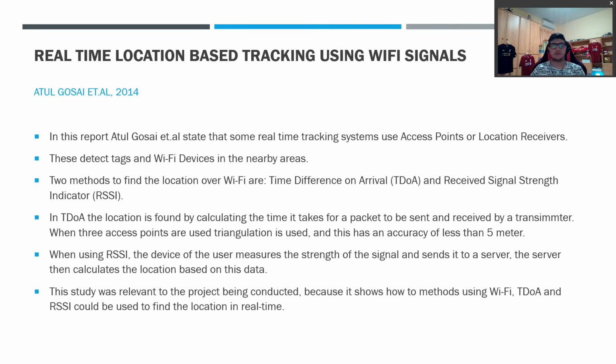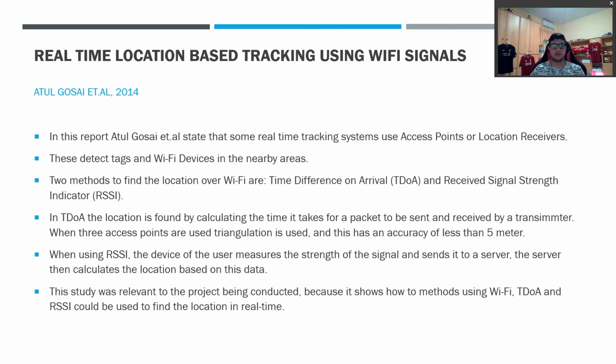Moving on to getting the location and studies around it. The first one is real-time location-based tracking using Wi-Fi signals by Atul Gozai et al. in 2014. In this report, Atul Gozai et al. state that some real-time tracking systems use access points or location receivers. The access points and location receivers detect tags and Wi-Fi devices in the nearby areas.